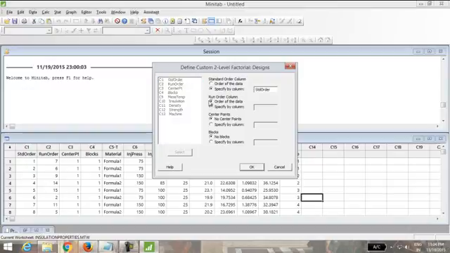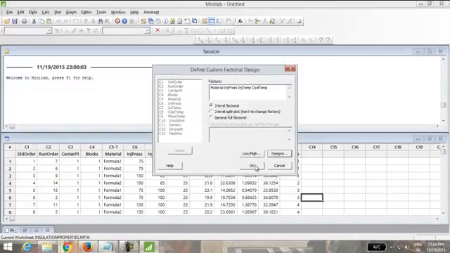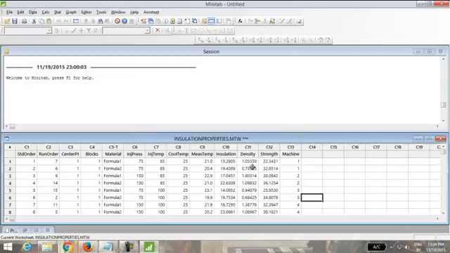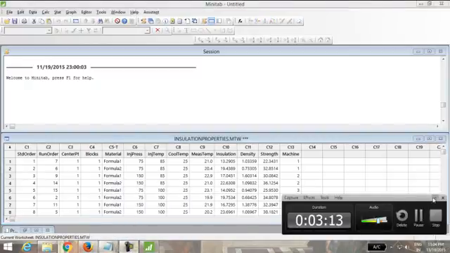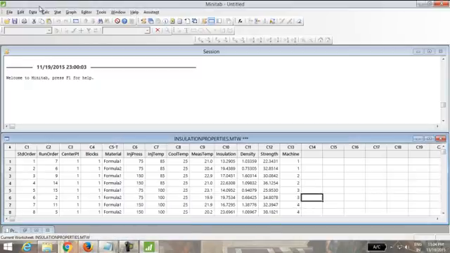Standard order, run order, and center point, although it does not have any, and blocks, just take it as one block. Okay, and now we have defined this design. Now let us go and process and analyze this design.